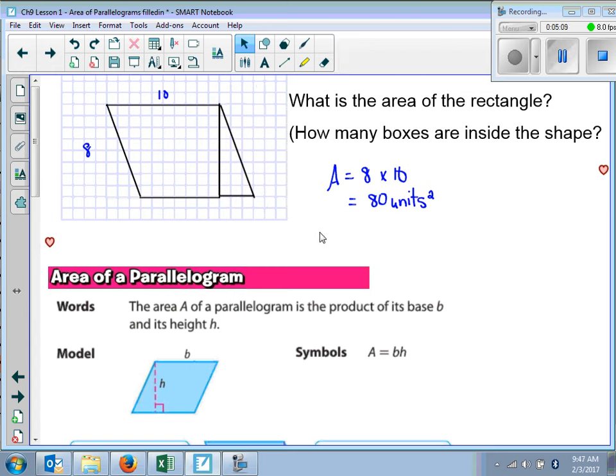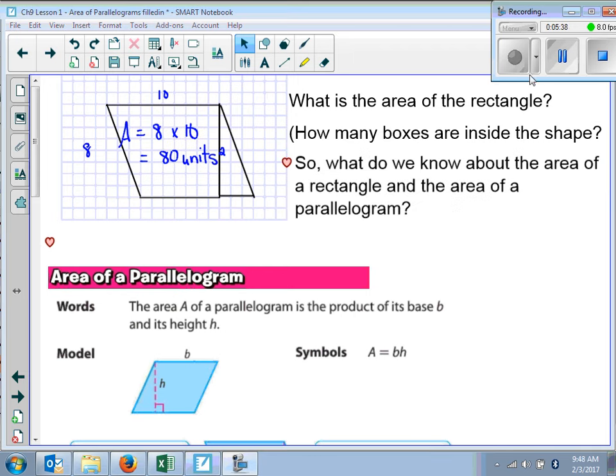Okay, so now what's the shape? It's a rhombus, right? And a rhombus, of course, is a parallelogram. So, did the area of that shape change? No, it's still 80 units squared, right? It's just in a different place. Okay? So, whether we have the area of a rectangle or the area of a parallelogram, they're both the same. Does that make sense? So we just figured out what we know about the area of a rectangle and the area of a parallelogram. The formula is the same, right? So write this down.